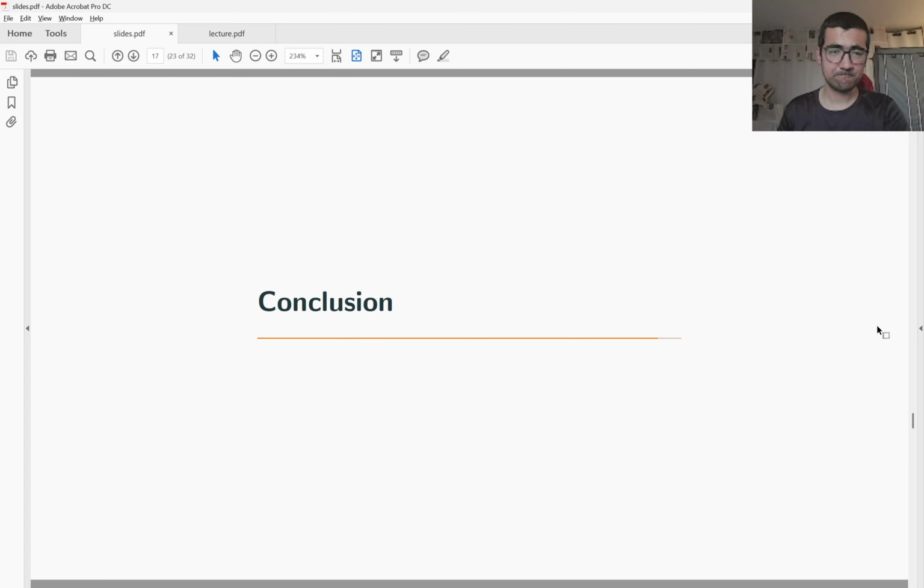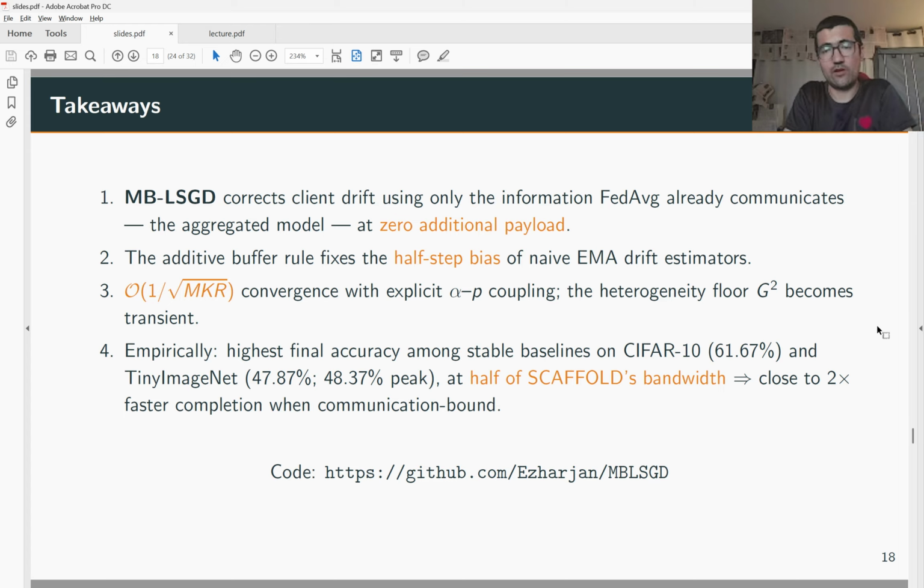Let me wrap up. Four things I'd like you to remember. One: client drift can be corrected using only the information FedAvg already communicates. The aggregated model itself adds zero additional payload. Two: if you build that estimator naively as an EMA, you silently lose half the correction. The additive rule fixes it.